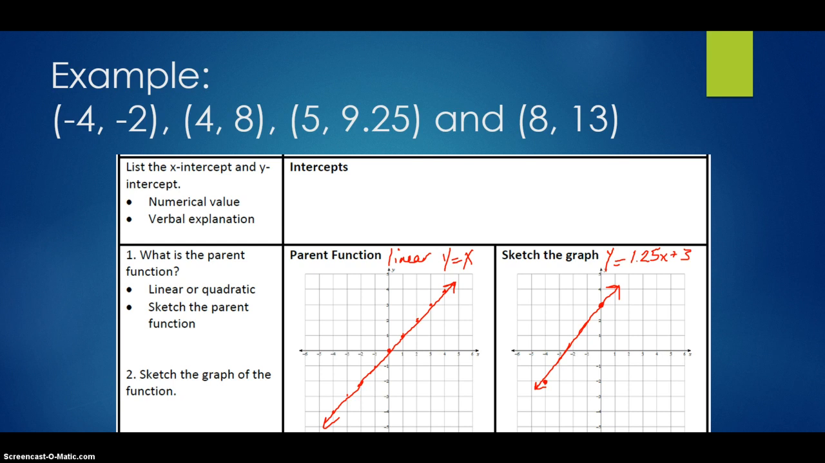The next thing we need to do is find the intercepts, and I can tell from the table and also from my equation that my y-intercept is 3.